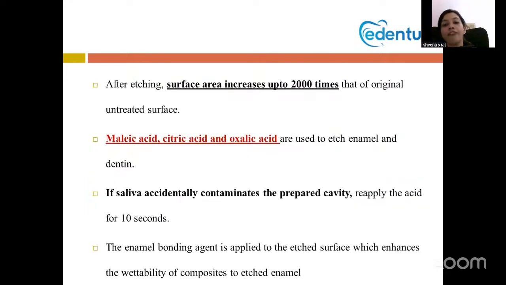After etching, the surface area is increased to 2000 times the original untreated surface. That is why we etch the surface, to increase the surface area. Other than phosphoric acid, we use maleic acid, citric acid, oxalic acid, etc. What happens if the etched area gets contaminated with saliva? We have to reapply the acid for just 10 seconds. Normal etching is 15 seconds. If it is a fluoridated tooth or prismless enamel, it is 20 seconds. If it gets contaminated, it is 10 seconds.